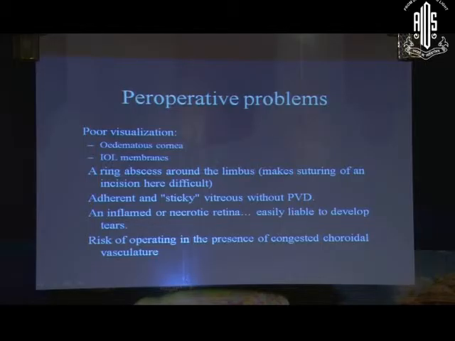So peroperative problems: you will have a lot of poor visualization because of edematous cornea, IOL membranes, sometimes ring abscess, and adherent and sticky vitreous without a PVD. You may have to resort to just core vitrectomy without actively trying to induce a PVD. An inflamed and necrotic retina usually can develop tears. So doing a PVD or removing the hyaloid in toto from the retinal surface has to be very carefully performed. And if it is very difficult to perform, don't perform it. The risk involved in making a tear, you should never take.